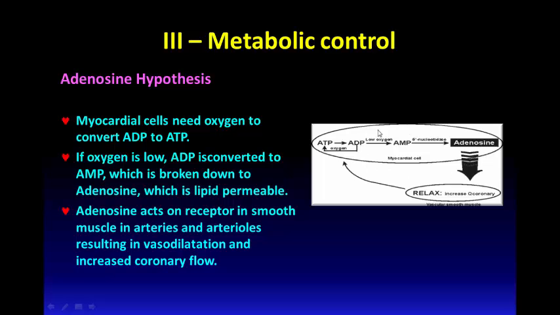The myocardial cells, the myocytes, need oxygen to convert adenosine diphosphate to adenosine triphosphate. When oxygen is low, adenosine diphosphate is converted to adenosine monophosphate, which is broken down to adenosine. Adenosine is lipid soluble, and it crosses the plasma membrane of the myocytes and acts on receptors in the smooth muscle cells in the arteries and arterioles, resulting in vasodilatation and increased coronary blood flow.